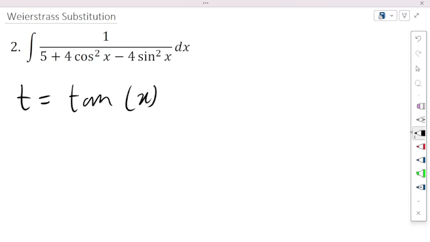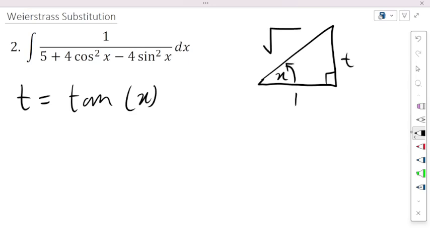Now we need to use reference of our triangle again. Nothing's going to change in our triangle. So we're going to have x being the angle. We're going to have t and 1 over here. And then once again, the hypotenuse is root 1 plus t squared. From here, we're going to differentiate both sides. We're going to have dt equals secant square x dx, right?